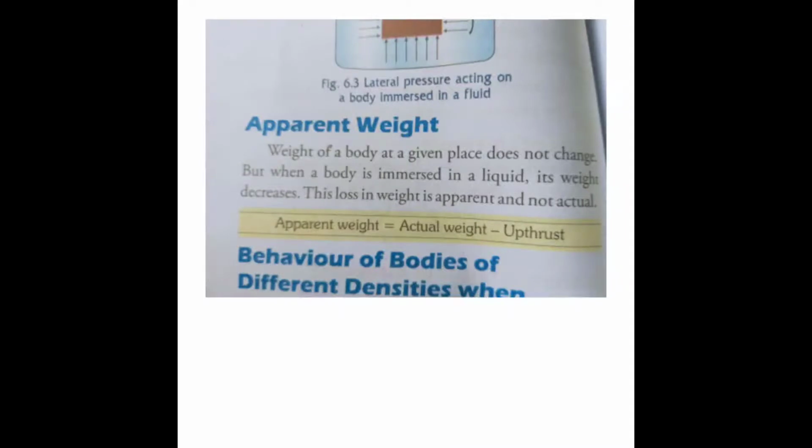When an object is immersed in a liquid, its weight gets decreased. That means there is a loss of weight. This loss of weight is called apparent weight, right? So the weight of a body at a given place does not change. Means if you are in air, if you are on the same surface, the weight remains the same. But as soon as you immerse a body in a liquid, its weight decreases. This loss of weight is given by actual weight minus upthrust.